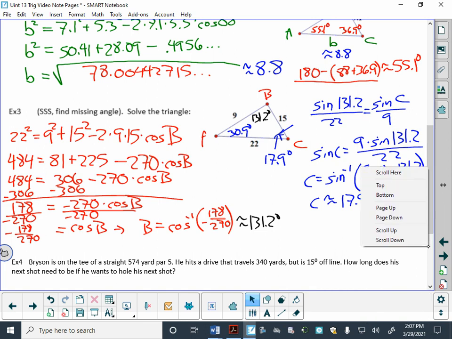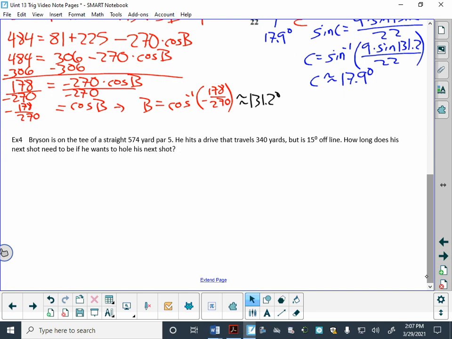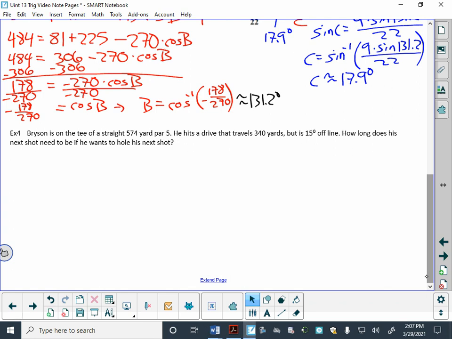All right, one more problem here. Put a little bit of a story in this. Bryson is on the tee of a straight 574-yard par 5 golf hole. He hits a drive that travels 340 yards but is 15 degrees offline. Okay, how long does his next shot need to be if he wants to hole the next shot?